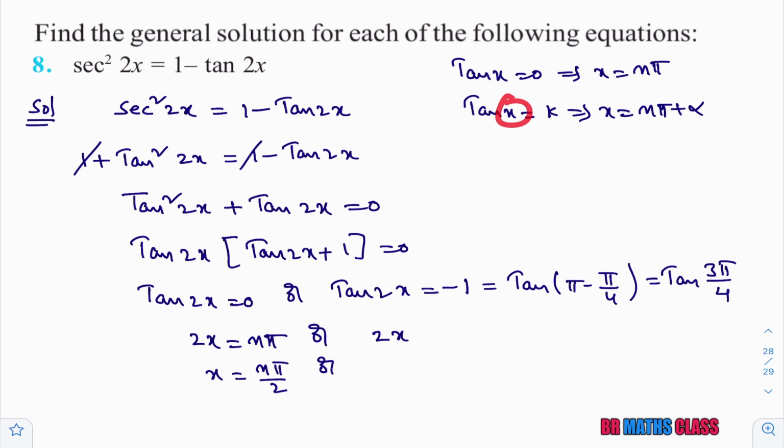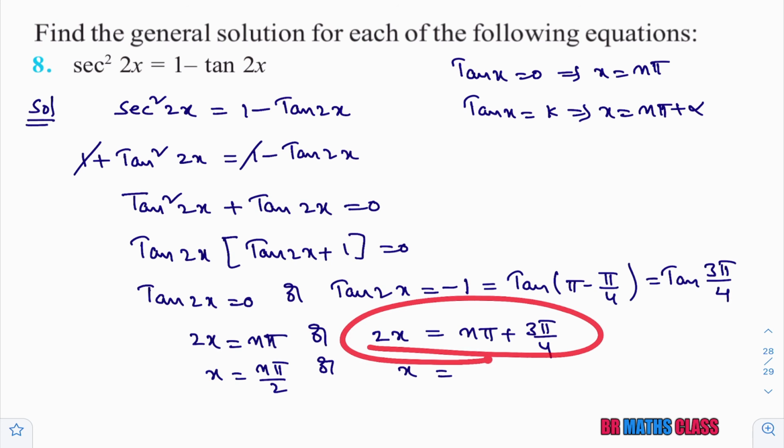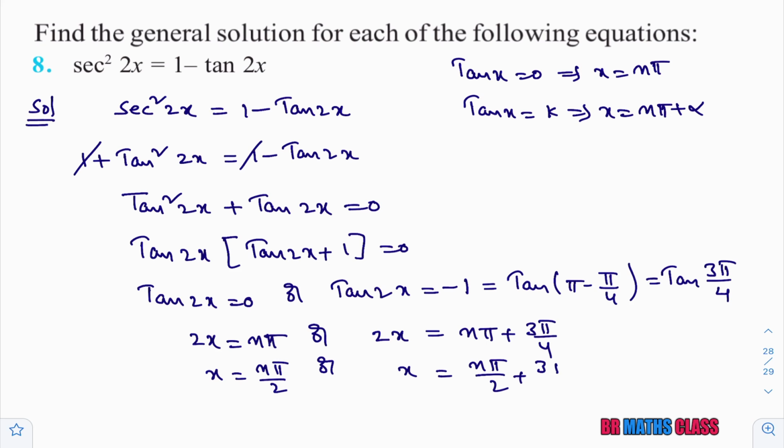Here in place of x, what is there? 2x is there. So what will you get? You will get 2x equal to n pi plus alpha. What is alpha? Alpha is the principal solution, 3 pi by 4. N pi plus 3 pi by 4. From this, what is x? Divide this complete equation by 2. What will you get? x equal to n pi by 2 plus 3 pi by 8.